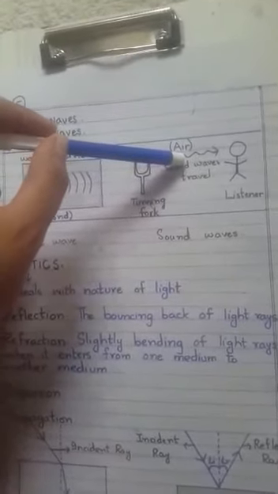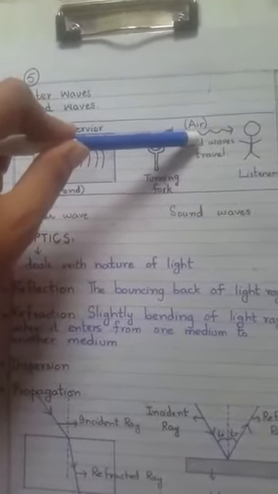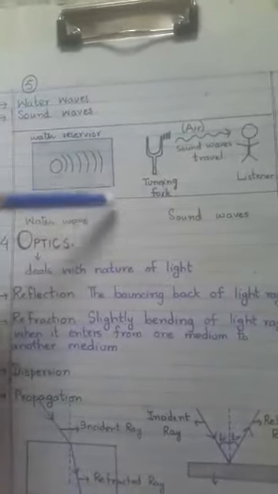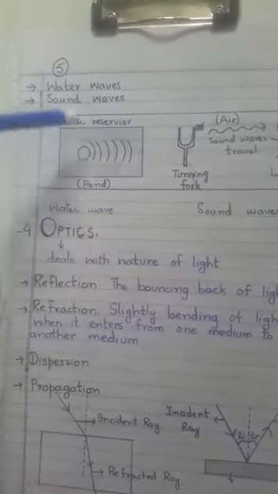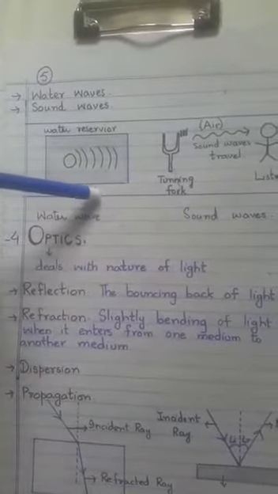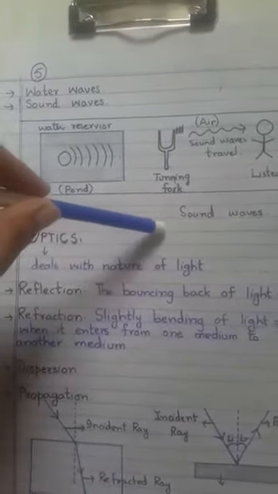And girls, you know very well that a wave consists of two parts. One is known as crest and the second one is known as trough. The upper part is known as the crest, and the part which is below the mean position is known as the trough.